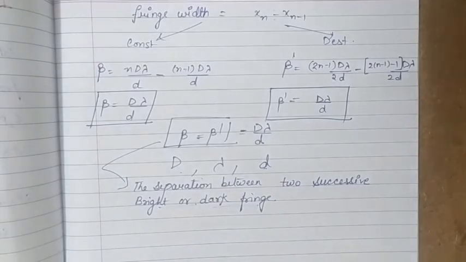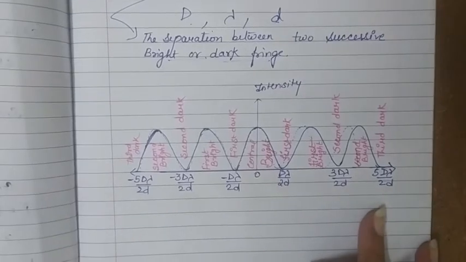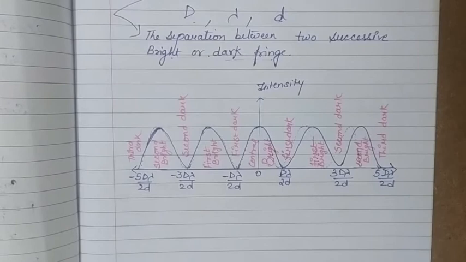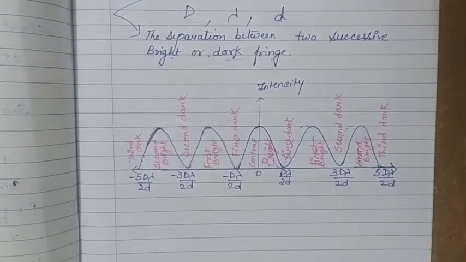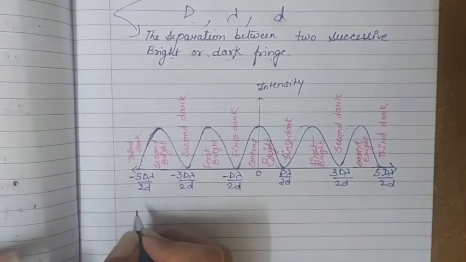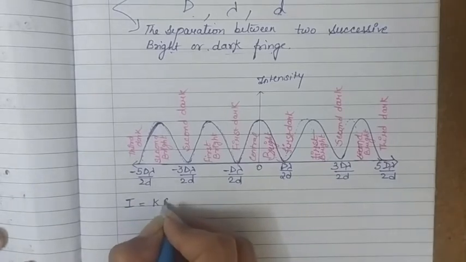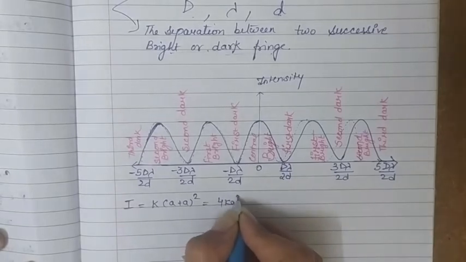If we plot the intensity distribution graph for that during interference, this type of curve, known as the intensity distribution curve, can be obtained. Now this curve shows minimum and maximum intensity. By the formula of intensity we know that its maximum value is when cos phi is equal to plus 1, and its value is I equal to (ka plus ka) whole square, that means 4ka square, which is a constant.